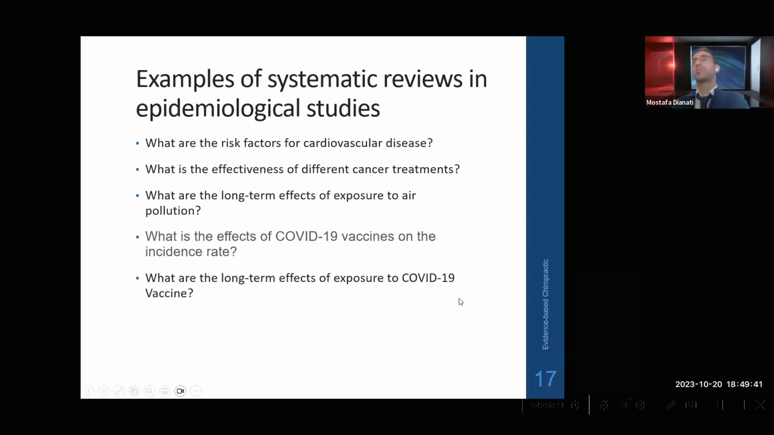There are some examples. The first example that I gave to you was the one about red meat and bladder cancer risk. And here, there are some other examples. For example, what are the long-term effects of exposure to the COVID-19 vaccine? Some studies have reported a lower risk of side effects. Other studies maybe reported cardiovascular diseases. Some studies have reported hair loss. So you're going to see how many studies, for example, mention hair loss as a side effect of COVID-19 vaccination.